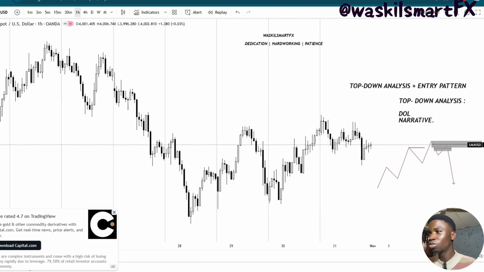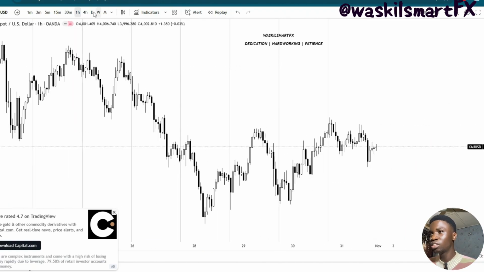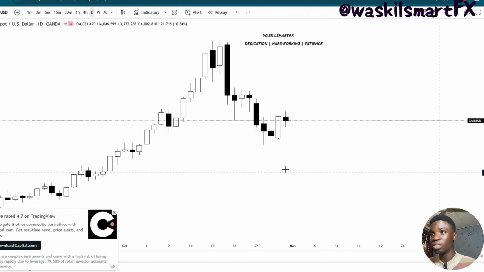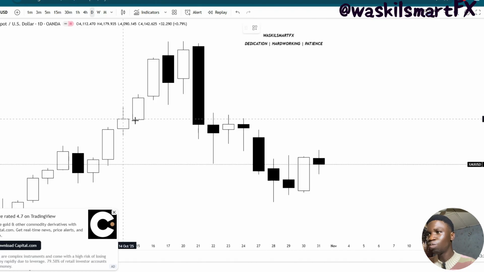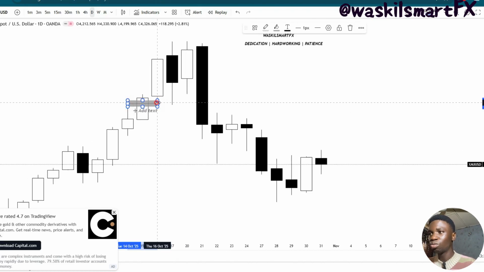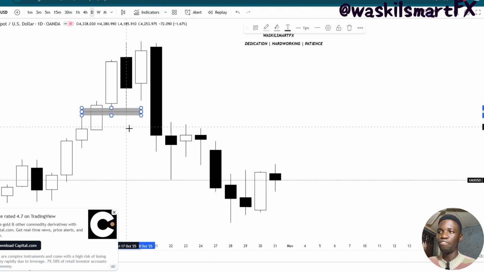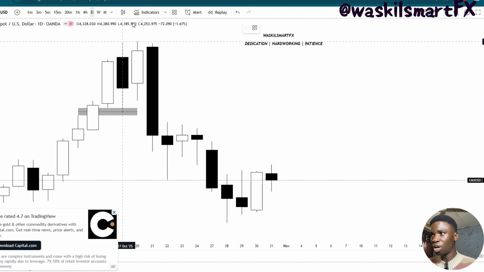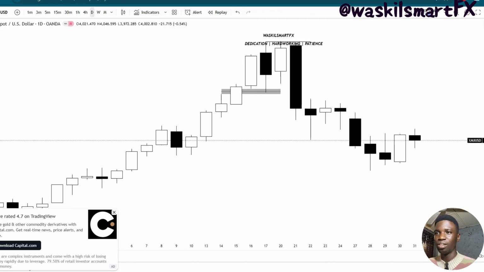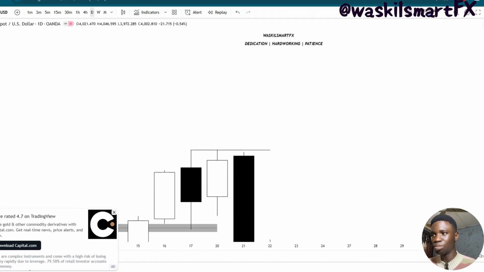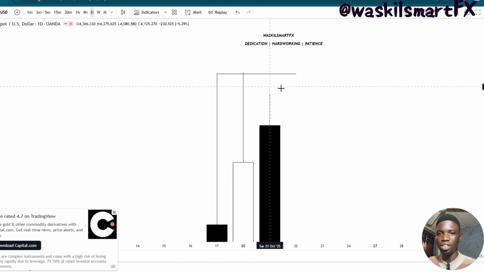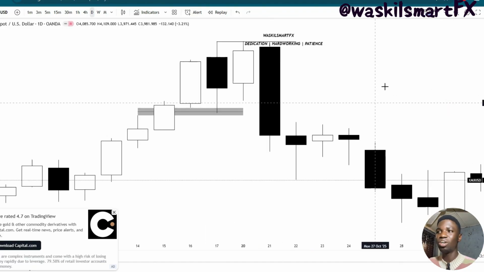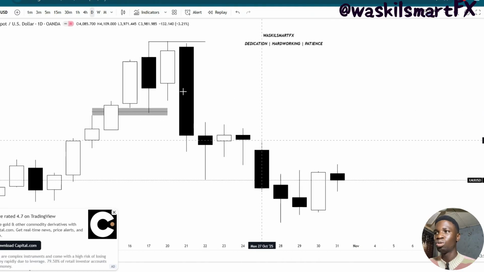Okay, so let's go into the chart and see. Let's first look for the draw on liquidity: where is the market going to? For this particular trade, you can see the market was bullish on the daily chart, and at this particular level the market entered into a fair value gap, then the market bought. The market took out the liquidity here just a little bit, but I don't count it as liquidity taking. So I expect the market to come back there anytime.